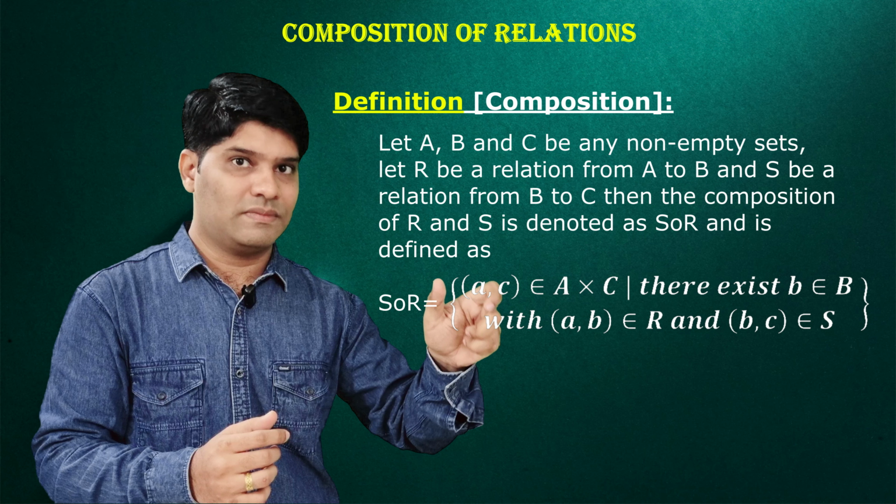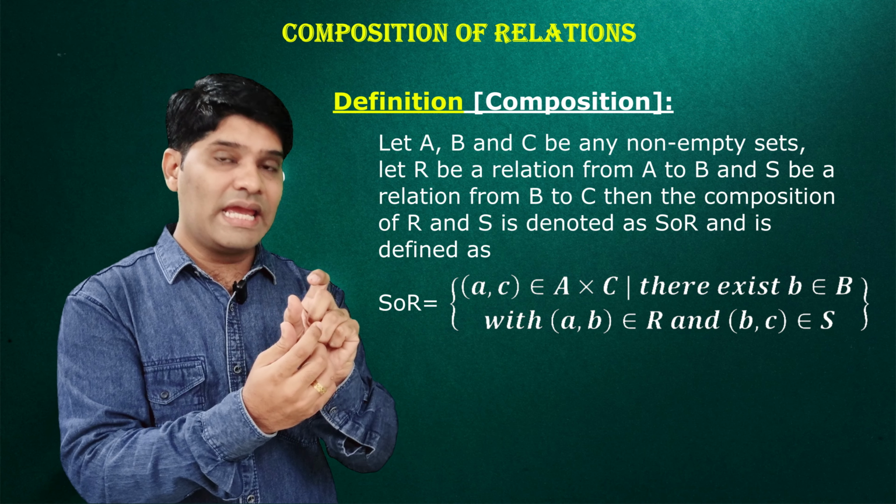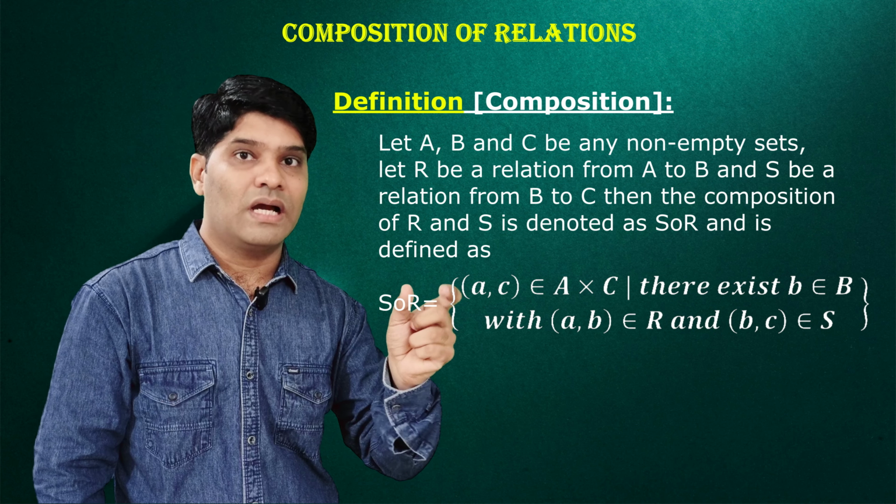So S∘R is a set which collects all the ordered pairs (a, c), provided there is a link between a and c. That means provided there is an element b in B such that a is related to b under R and b is related to c under S.